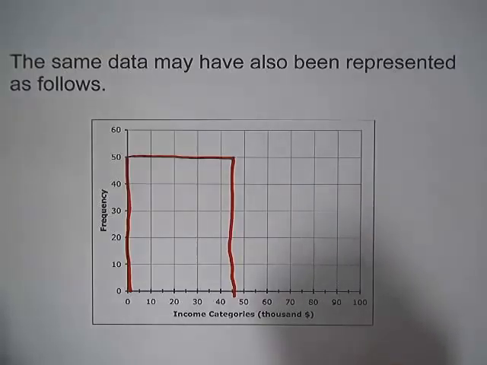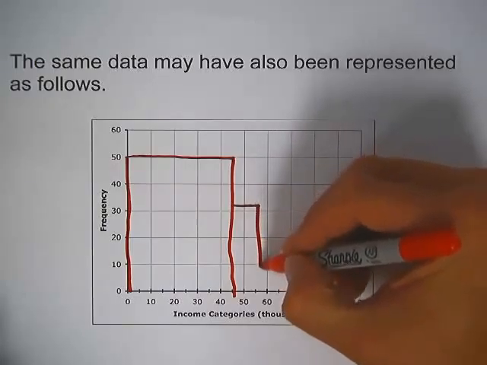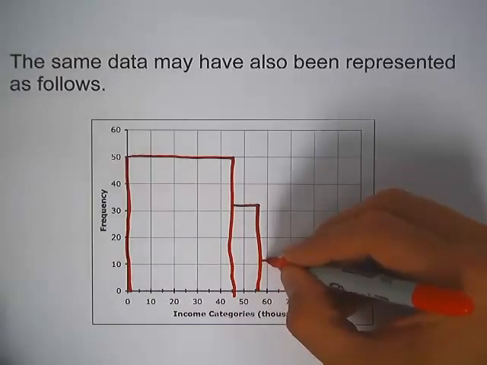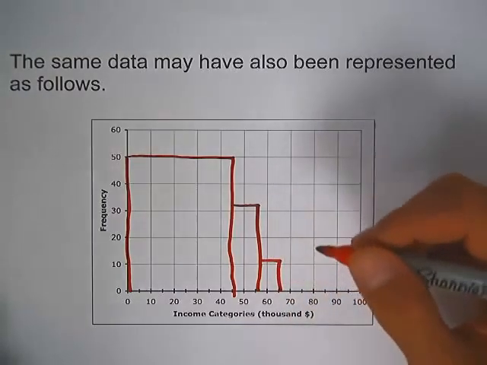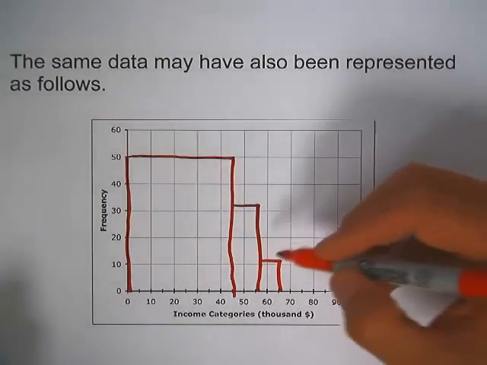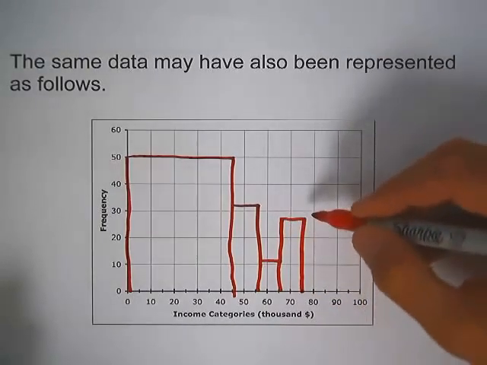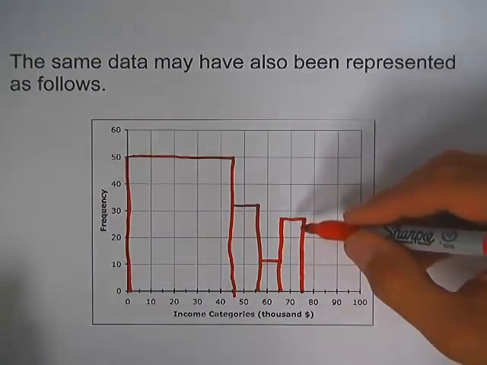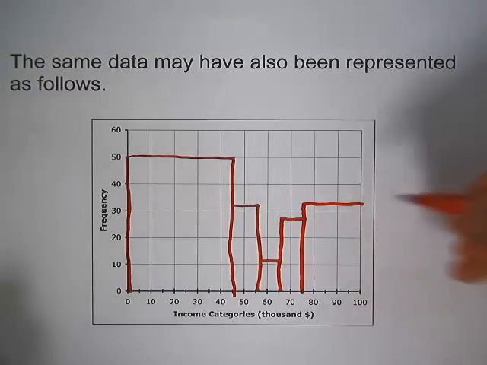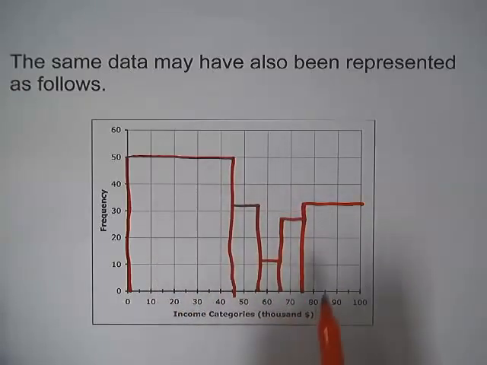And then 45 to 50, that was a little more than 30, so that'll be that bar. 55 to 65 was a little bit above 10. 65 to 70 was almost up to 30. And then 75 plus went up to a little more than 30. Sometimes I'll just leave it open like that. This is also a very misleading way of representing the data.